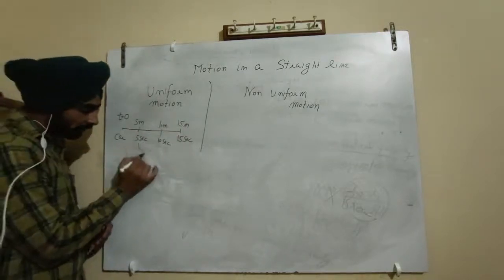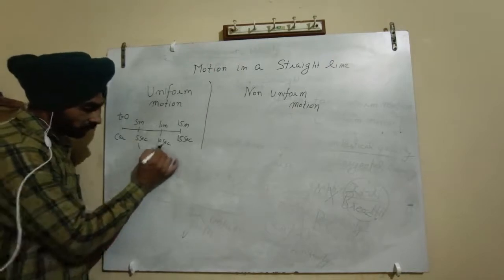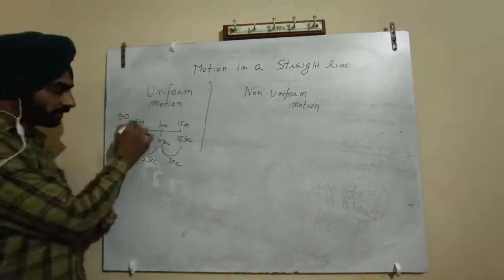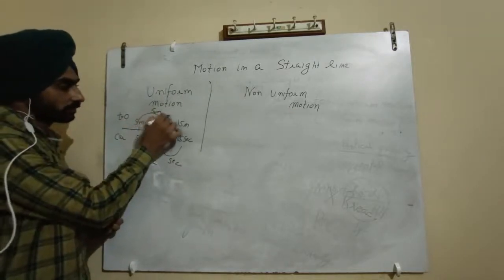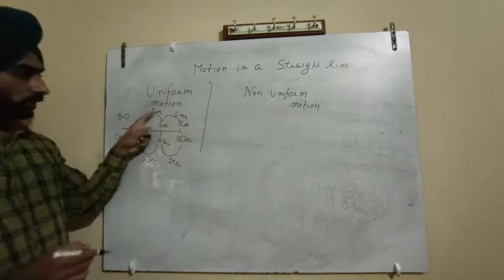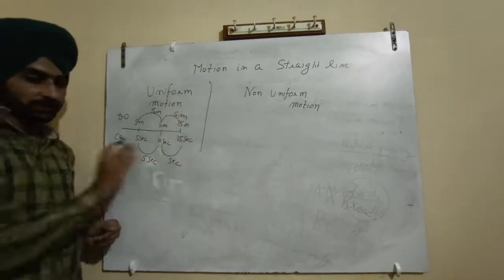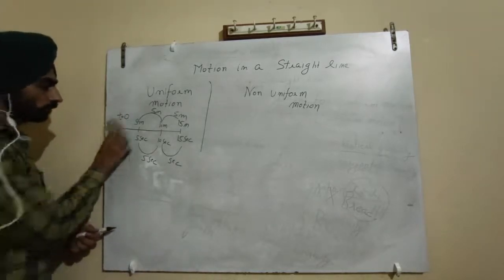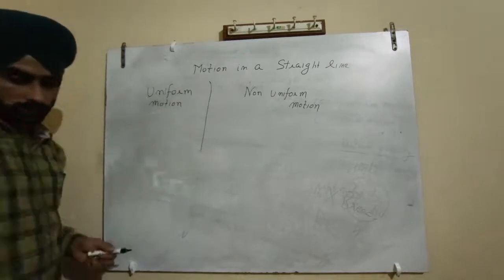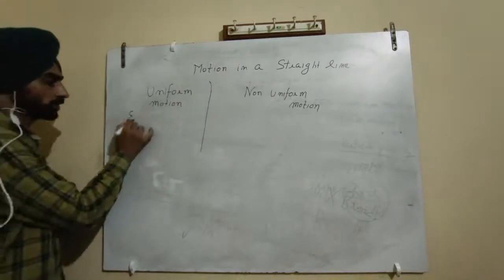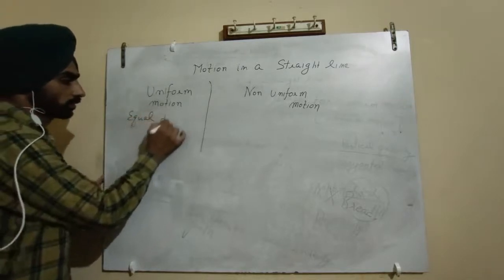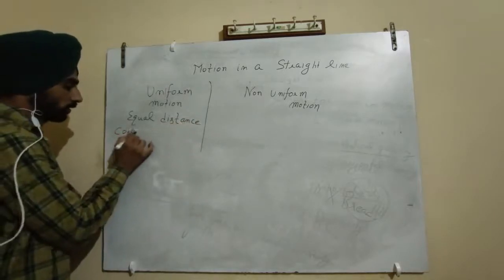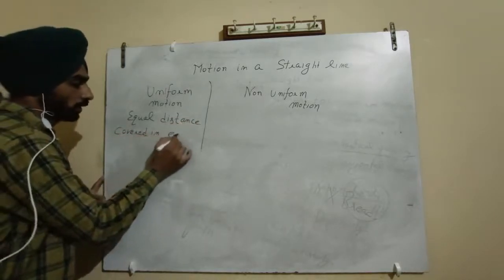So this is the interval of time, this is of 5 seconds. This is also an interval of time, 5 seconds. In the same time interval it is covering the same distance, 5 meters, 5 meters. So equal distance is being covered in equal interval of time. So this is the concept of uniform motion. So you can make a definition: equal distance covered in equal interval of time.